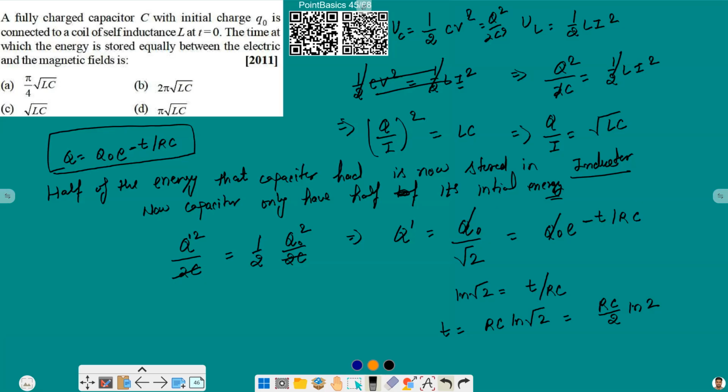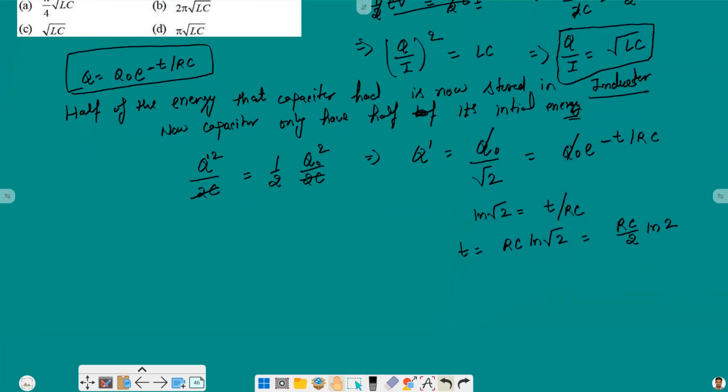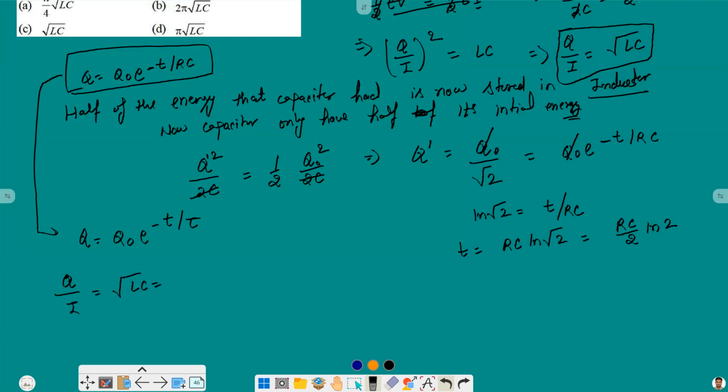But as we can see, none of the options is matching, and also we have something like root LC. So we have to change something here slightly. We will use this formula here. The exact formula is Q is equal to Q node e raised to power minus t by tau, where tau is the time constant. If we use this one here, we have Q by I is equal to root LC, and this I is Q by t already.